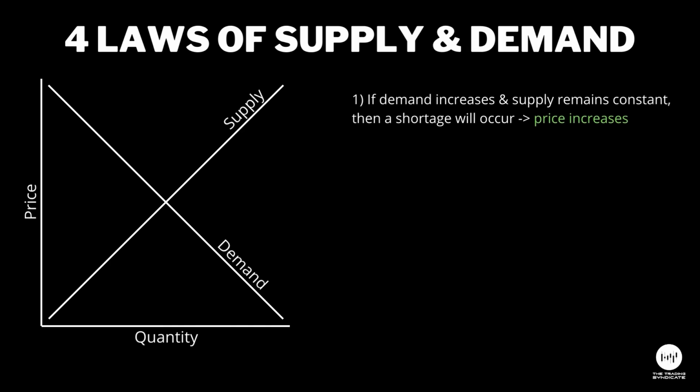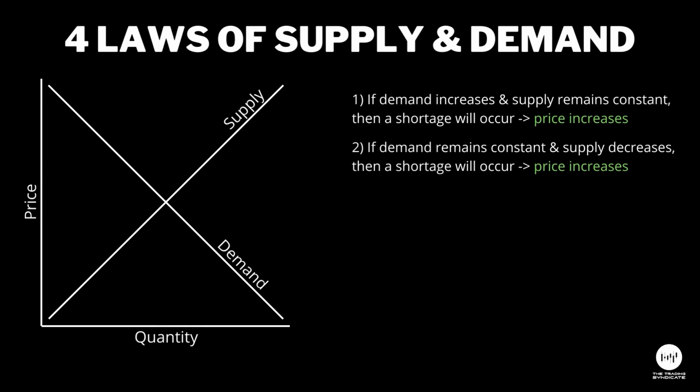The first being that if demand increases and supply remains constant, then a shortage will occur and price will move higher. Likewise, if demand remains constant and supply decreases, a shortage will once again occur and price will move higher. When there is a shortage of something, more people want it than is available, which means that it can be sold for a higher price.